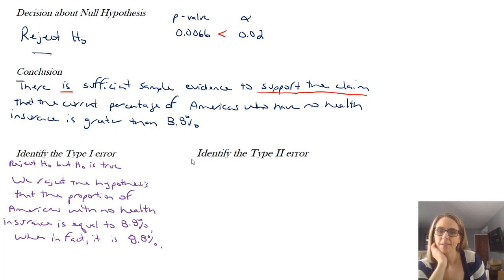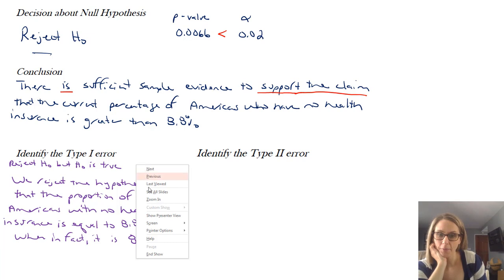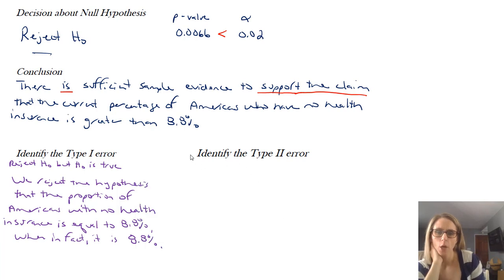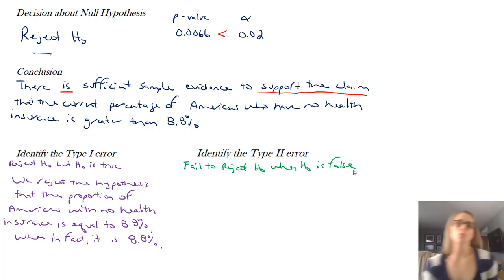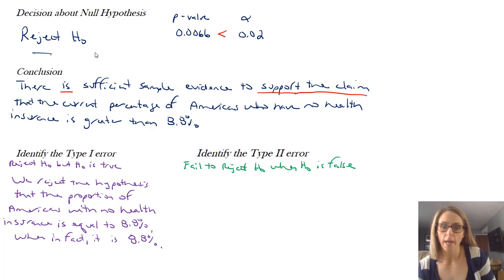Okay. Now, the type 2 error is kind of the converse statement, more or less, kind of, sort of. But it is we fail to reject H naught when H naught is false. So now we just write that in terms of this problem. And it's always a mistake because that's the whole point of it, it's an error.